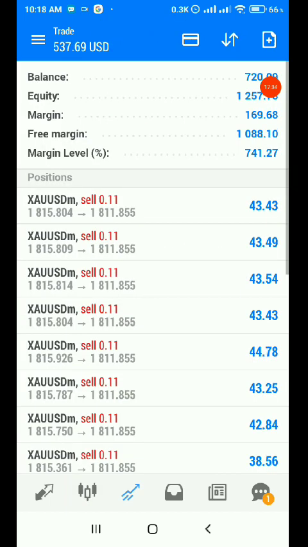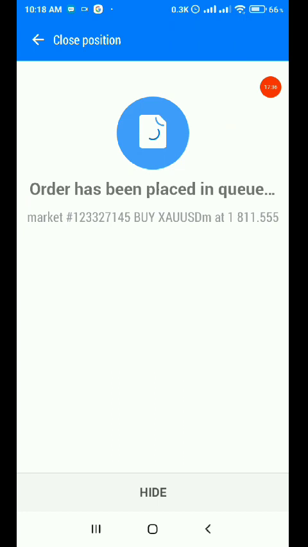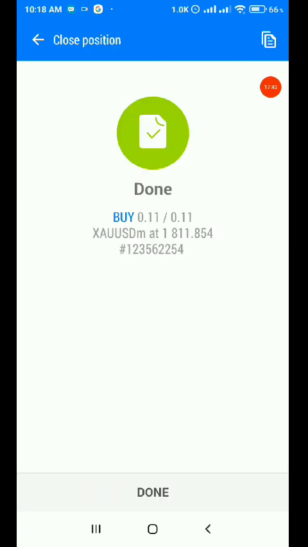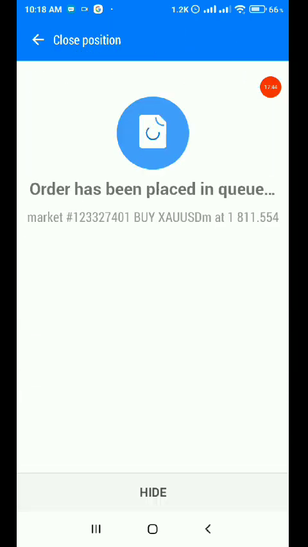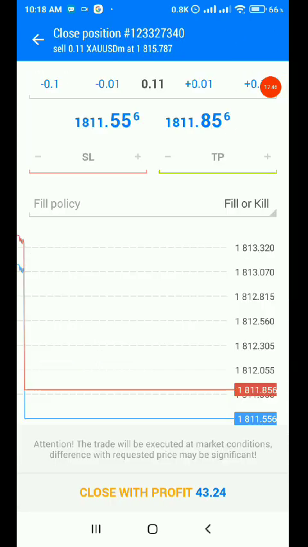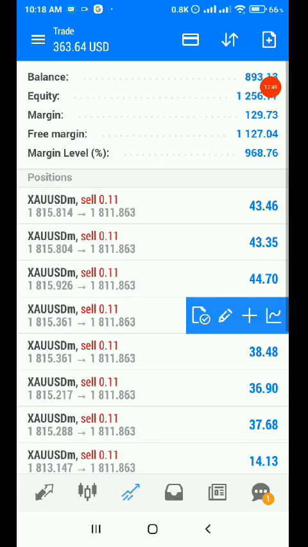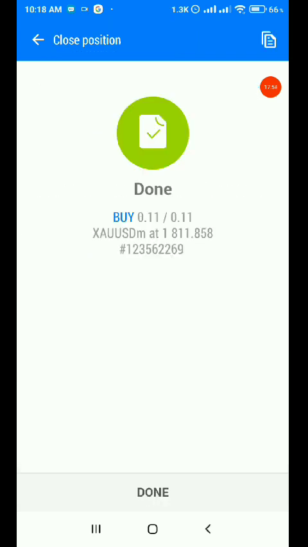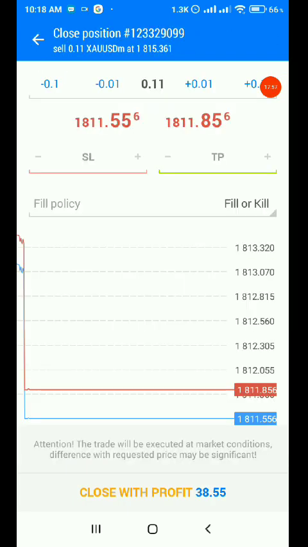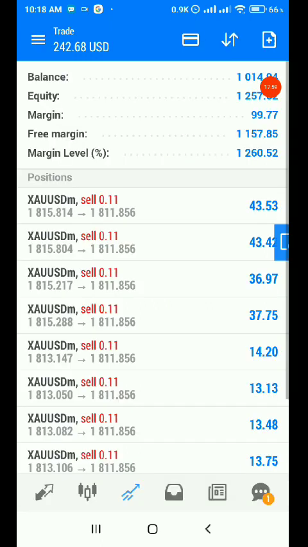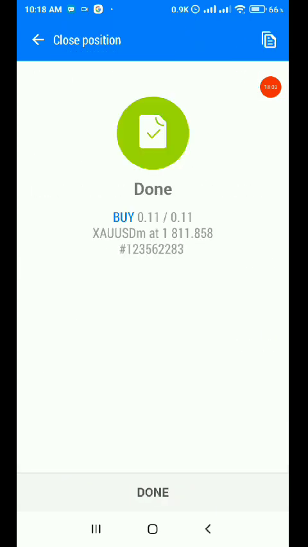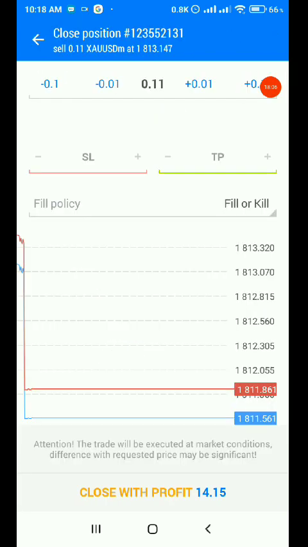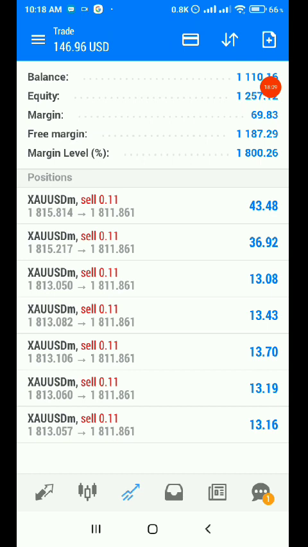And hidden divergence tells us the continuation of a trend. If you are in a downtrend and you get a bearish hidden divergence, that means the downtrend will continue and go much further down. And the same way, if you see price is in an uptrend mode and you can identify a bullish hidden divergence, it indicates price will go up much further. So that's it.